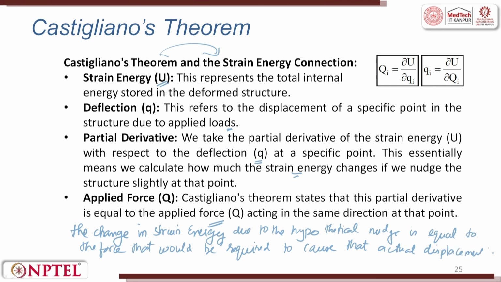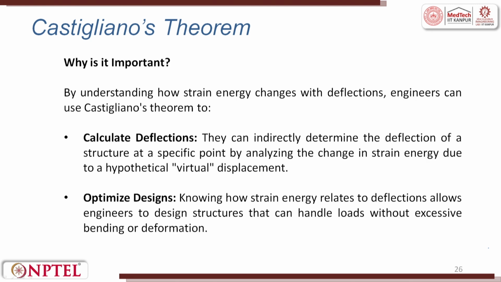In other words, the change in strain energy due to the hypothetical nudge is equal to the force that would require to cause the actual displacement. Why is it important? By understanding how strain energy changes with deflection, engineers can use Castigliano theorem to calculate deflection and optimize design.